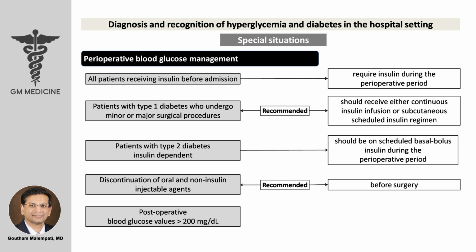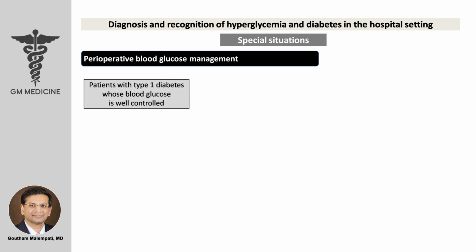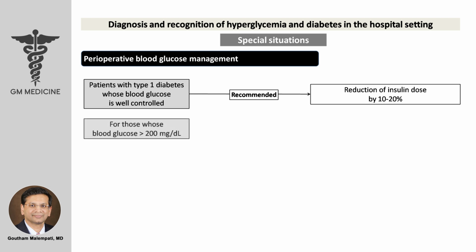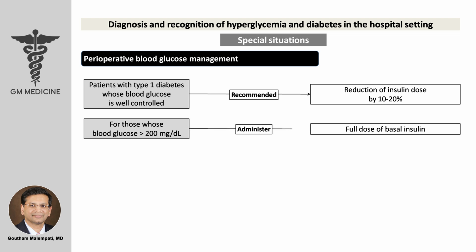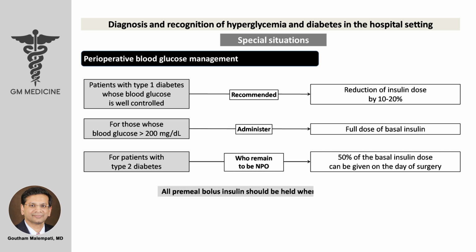Postoperative blood glucose values greater than 200 milligrams per deciliter are associated with prolonged hospital length of stay and increased risk of postoperative complications. For patients with type 1 diabetes whose blood glucose is well controlled, reduction of insulin dose by 10 to 20% is recommended. For those whose blood glucose is greater than 200 milligrams per deciliter, full dose of basal insulin can be administered. For patients with type 2 diabetes, 50% of the basal insulin dose can be given on the day of surgery when they remain NPO. All pre-meal bolus insulin should be held when the patient is NPO.